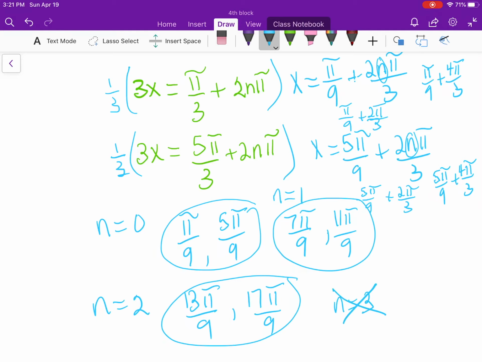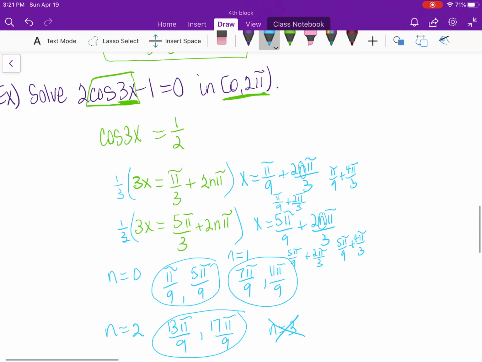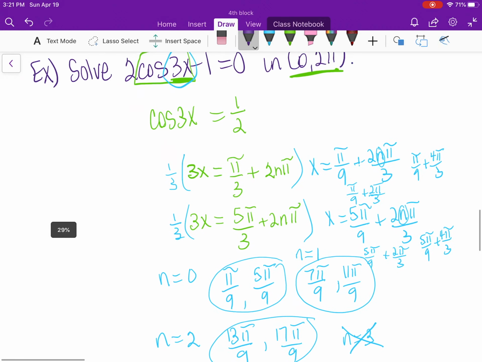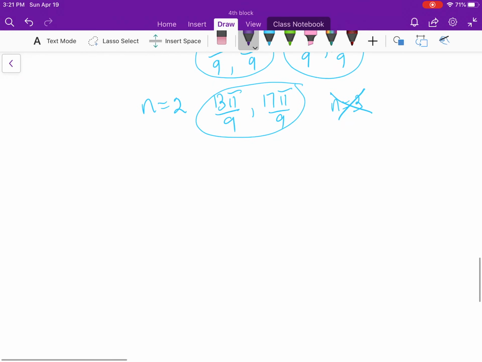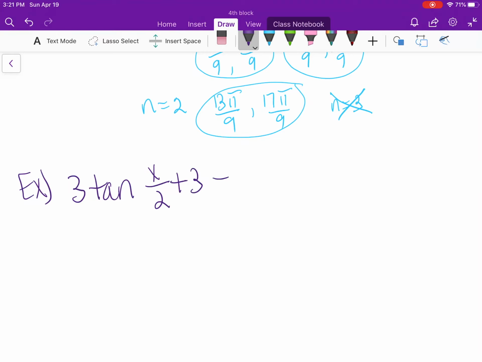So I know that gets a little complicated, but the only time you really have to worry about it is when you have this multiple angle thing here. Actually, let me show you one more multiple angle problem. On this one, you don't have to worry about it as much. I'll show you why in just a second. This is 3 tangent of x over 2 plus 3 equals 0.